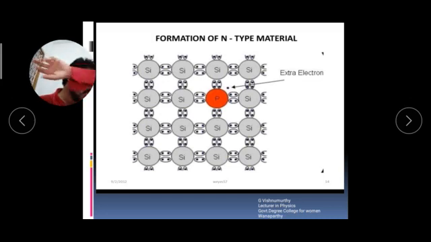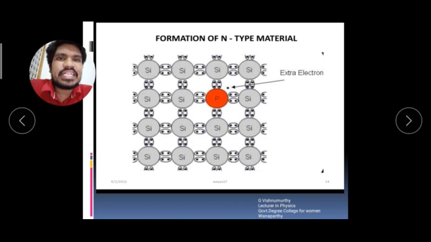So there is a larger amount of free electrons and a lower amount of holes. This is an MSc entrance question: in N type material, the current conduction is due to free electrons. The majority carriers are electrons and the minority carriers are holes. So that is called the N type of material. When pentavalent impurities are added to the intrinsic semiconductor, then we get the N type of material.